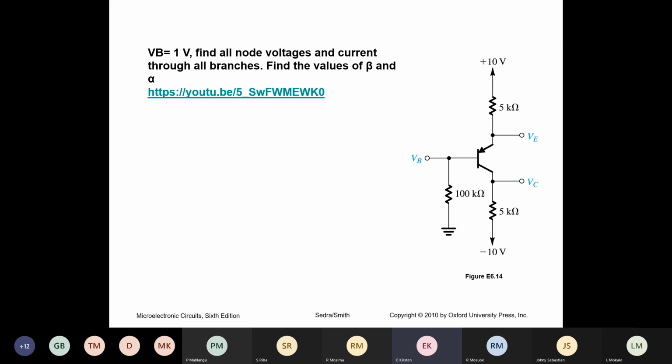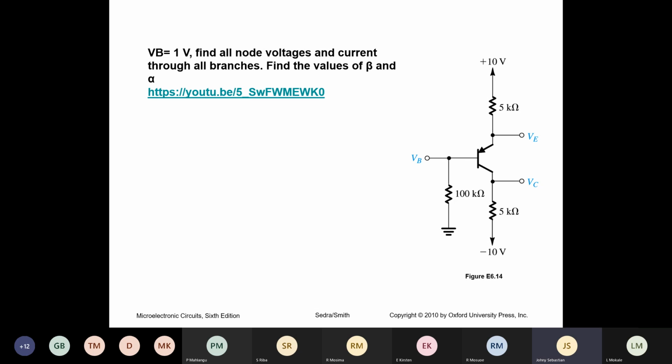The answer for alpha is like 0.99 something, so it's very close to 1. But remember, alpha value will always be close to 1. If you simply write 1, you won't get any mark. You have to represent it as accurately as possible. 0.9940. That is the value of alpha.